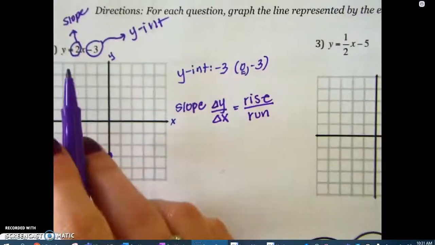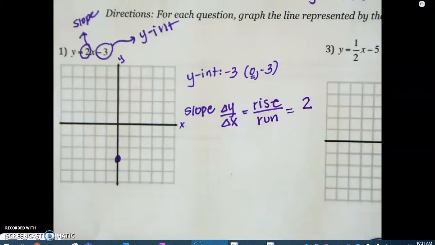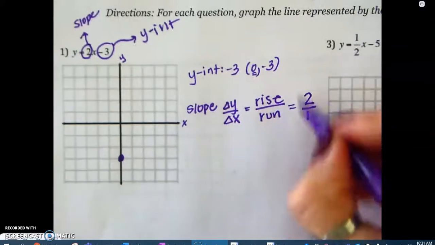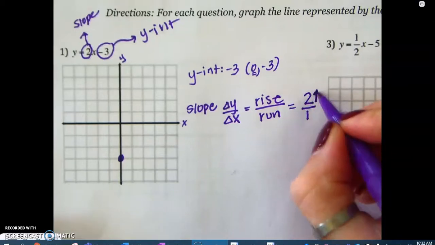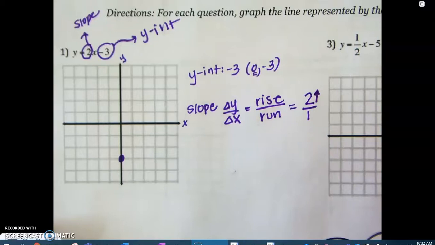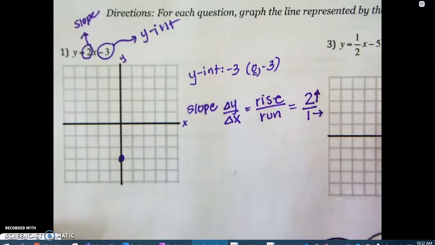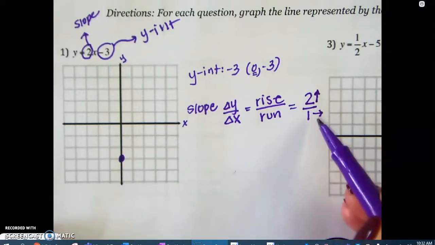So I know from my equation that my slope, my change in y over change in x, my rise over run is equal to 2. So in order to know how I move, I will put this over 1. I'll make whatever my slope is a fraction. And this is really why we love when slopes are fractions, because it tells us how to move. So in this case, because my slope is positive and my y is positive, I'm going to go up, because up is the positive direction on my y-axis. And because 1 is also positive, I'm going to go right, because right is all my positive numbers. So from my y-intercept, I will rise 2 and I'll run 1.